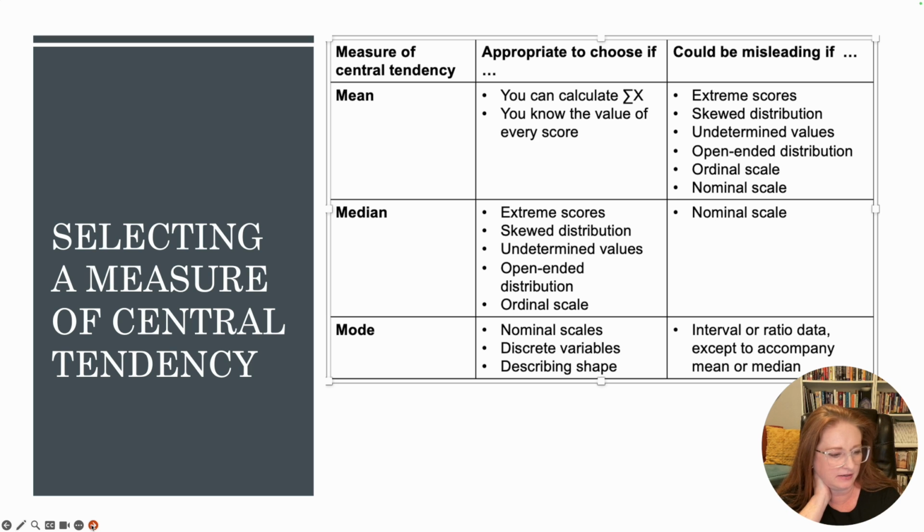Again, go back to the real estate example. Go with median also if you know you have skewed distributions, open-ended distributions, or ordinal scales. Go with mode if you know you're dealing with nominal scales, discrete variables, describing shapes, that type of stuff. Stay away from modes if you're dealing with interval data, ratio data. The only time you're really going to use mode with interval, ratio, or scale data is if you're going to use it in addition to mean and median.